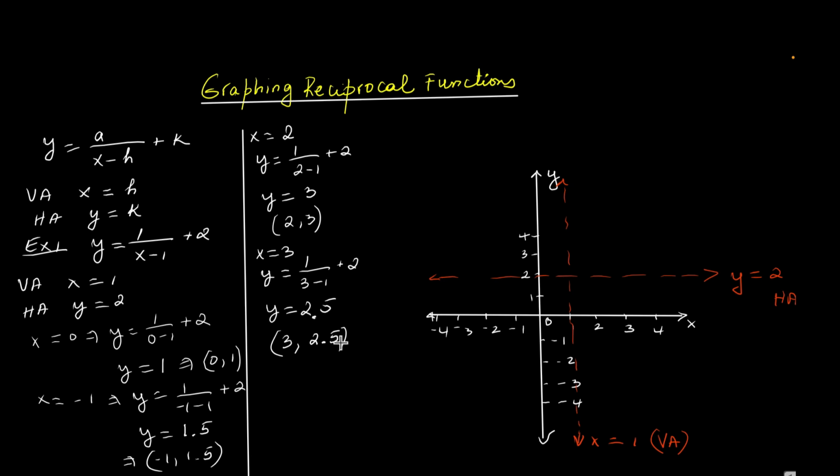Since a is positive, the curve goes above and to the right and below and to the left of the asymptotes. Now we plot the points. Start with the first point to the left of the asymptote, 0, 1. Then plot the second point to the left, negative 1, 1.5. Next, plot the points to the right of the asymptote, 2, 3, and 3, 2.5.